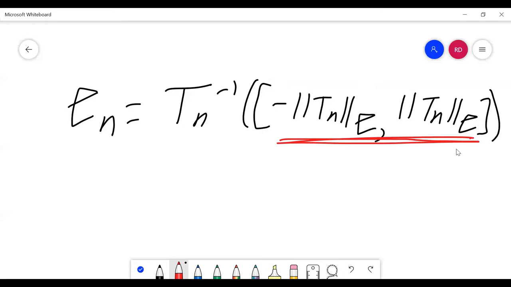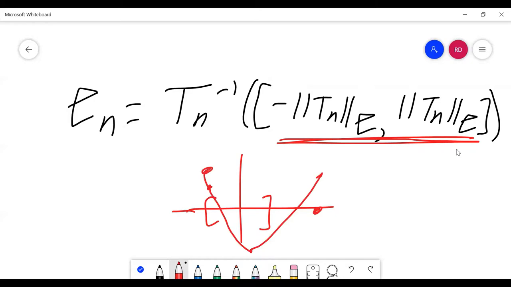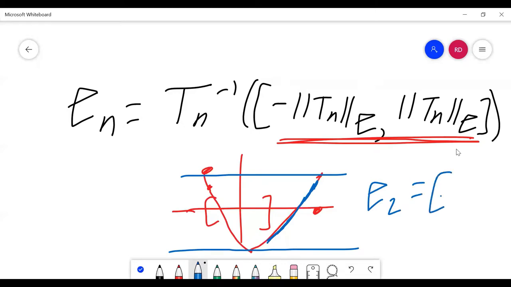So in the simpler example we saw earlier, where it was the parabola, it looked something like this, maybe. Now this part here in blue was not part of E, but everything in that interval gets mapped into the same vertical band that E gets mapped into. So therefore it counts. So E2 would be everything from negative one to two, because there's nothing in there that gets mapped to a different Y value than E itself gets mapped to.